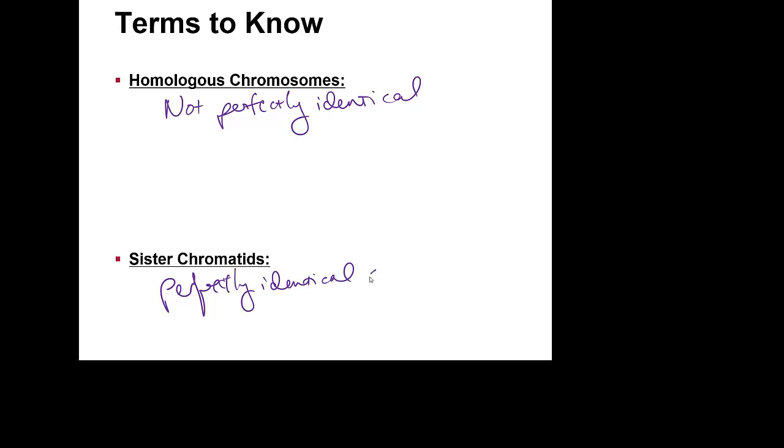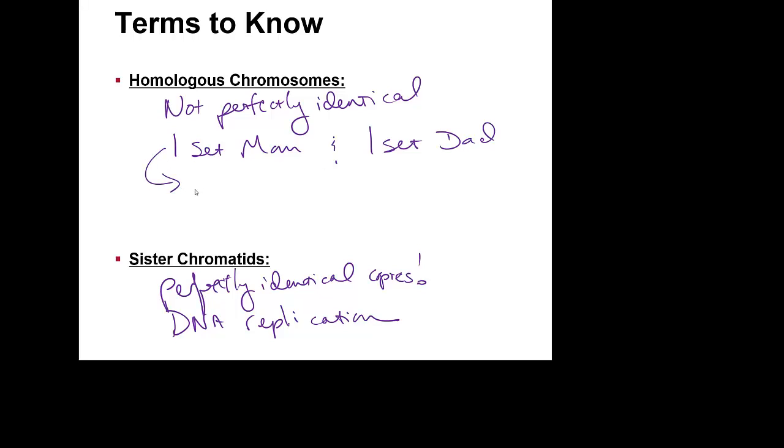Homologous chromosomes, we look at these as being not perfectly identical. These are not sisters. Sisters are perfectly identical copies, right? We saw that sister chromatids are made during DNA replication. Homologous chromosomes, you get one set from mom and one set from dad. So putting them together gets a fertilization event or reproduction. So very different purpose. So what else is different about them?